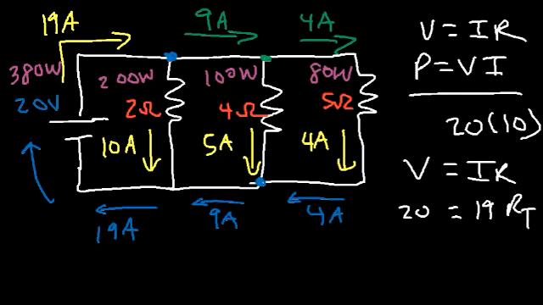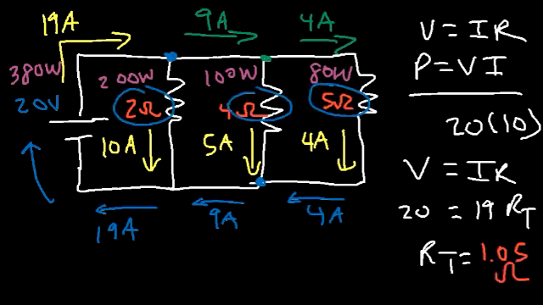so the total resistance is 20 divided by 19, which is 1.05. And it makes sense. The total resistance is going to be less than any of the 3 resistors. So it has to be less than a 2 ohm resistor if we have a parallel circuit. Now we can also calculate it using this equation.